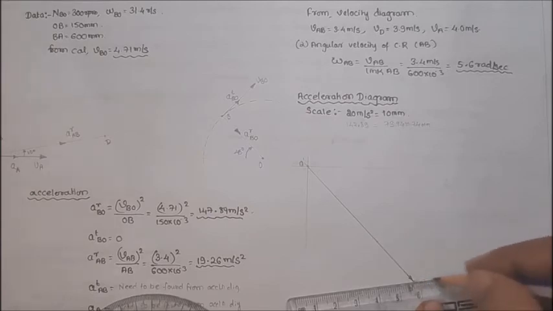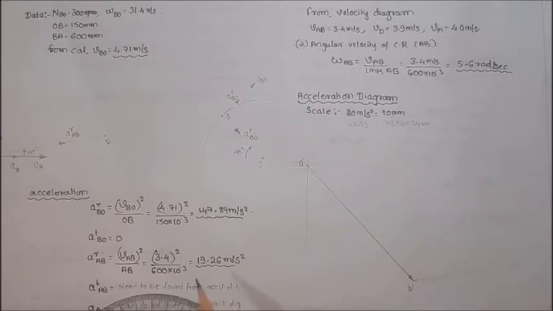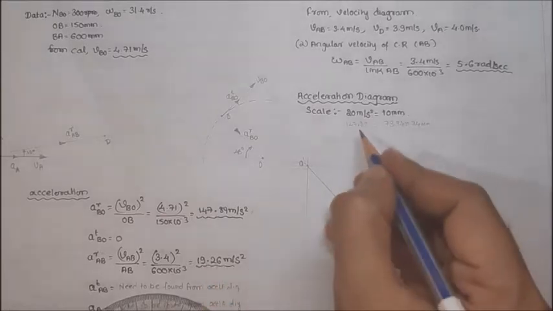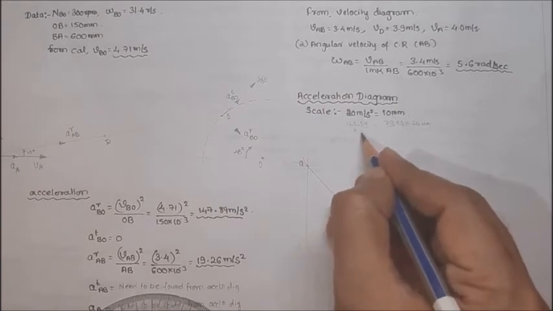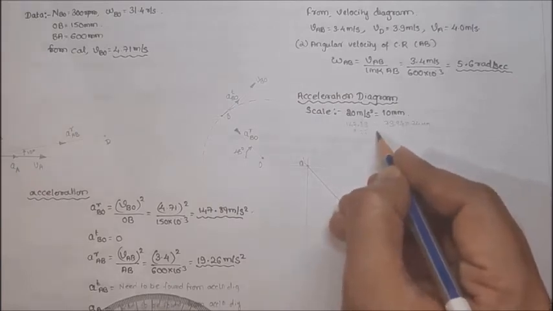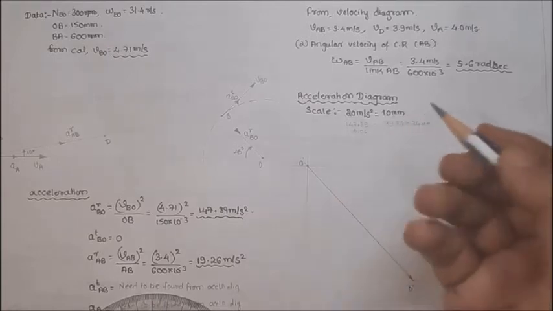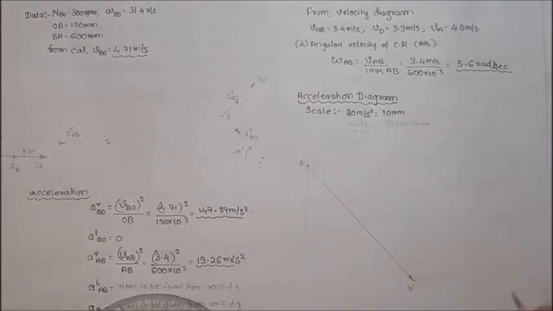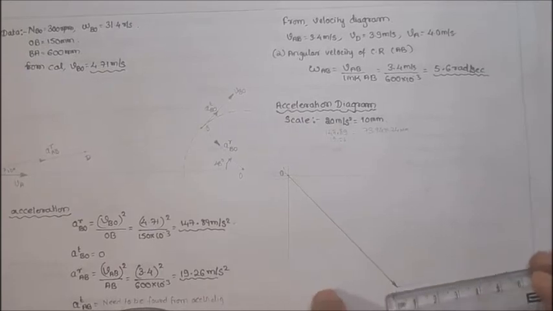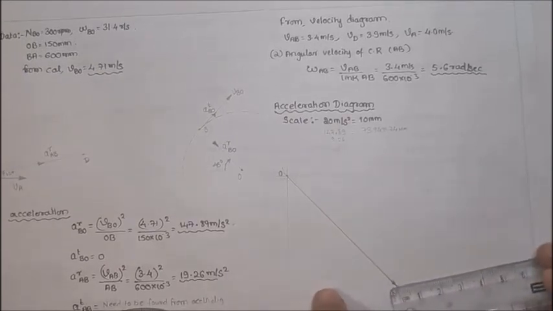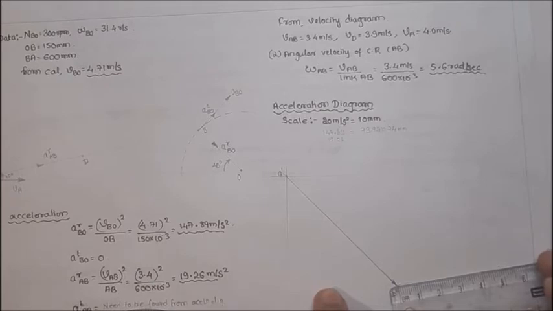So this will be a thin line. But what is the magnitude for this one? Magnitude is 19.26 meter per second square. So 19.26 will be equal to near 10 mm or near 9.5 mm. So we'll measure 10 mm, no problem, or near to 19.26.